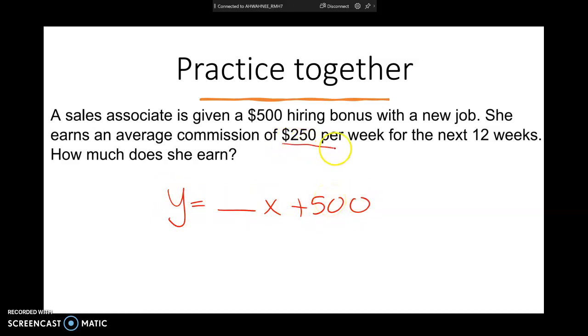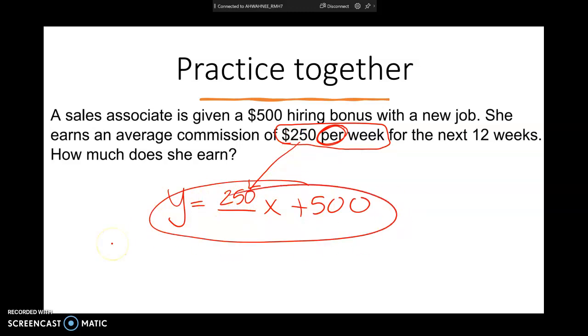And then I see this is 250 per week. That per is a big word. So that 250 is going to go right here. Final answer.